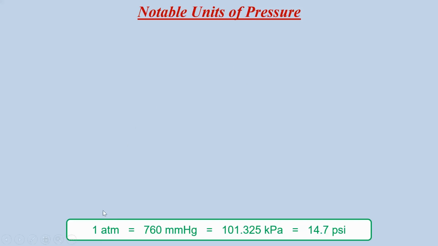Notable units of pressure. Down here, you'll see we have these four equivalents. This is the meat and bones here. These are all pressure units, and these all are just saying the same amount. They're all just saying normal air around sea level.